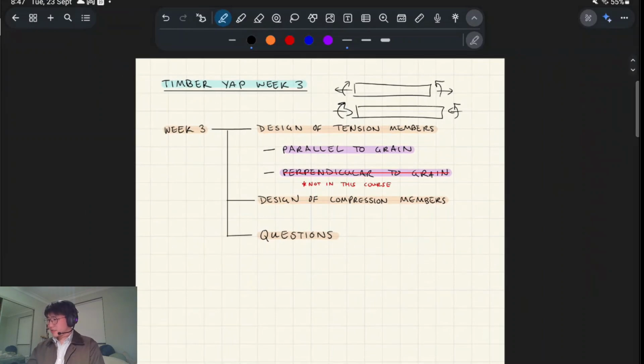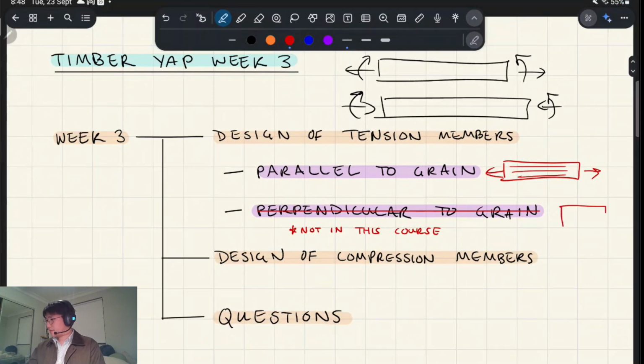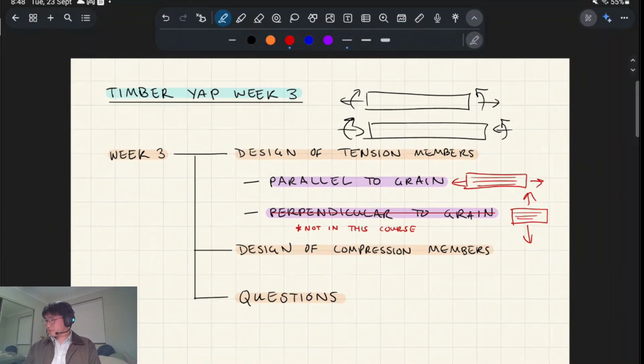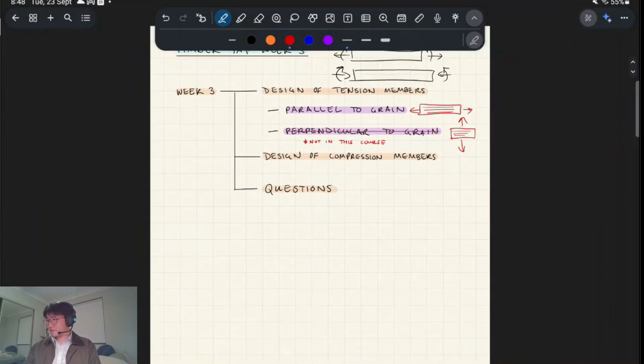Okay, so when I'm talking about parallel to the grain, what I'm talking about is if the timber fibers run like that, that is tension parallel to the grain. So that's a normal case. What's not included in this course, as far as I know, is a splitting kind of strength, where you're pulling apart the fibers of timber. And that's not very normal at all. So don't expect to see that.